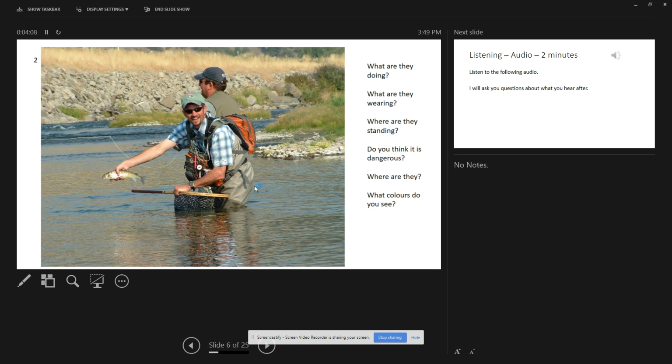And what colors do you see? Well, it's different colors. Green grass, you've got rocks, you've got blue and white stripes here, you've got an orange backpack.